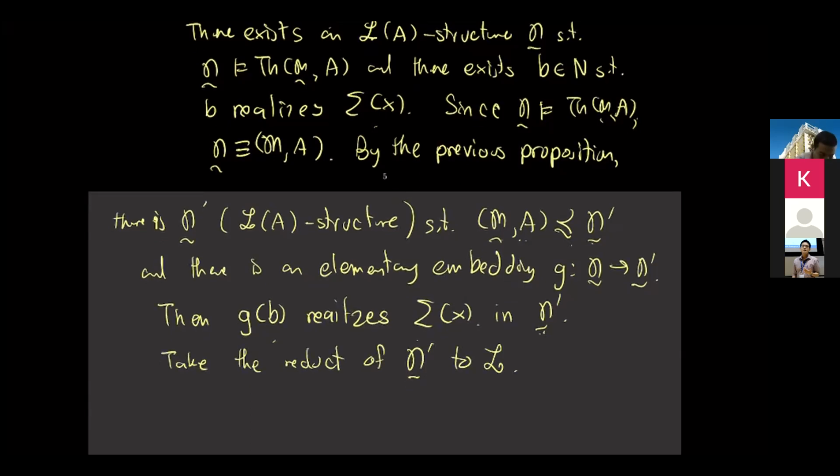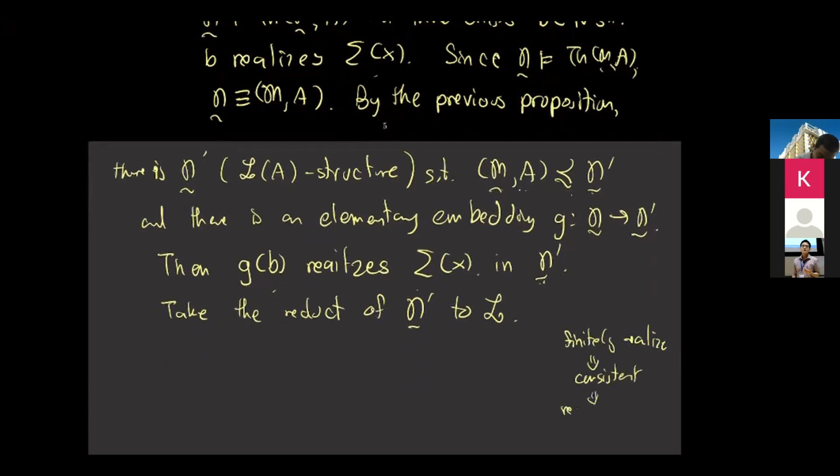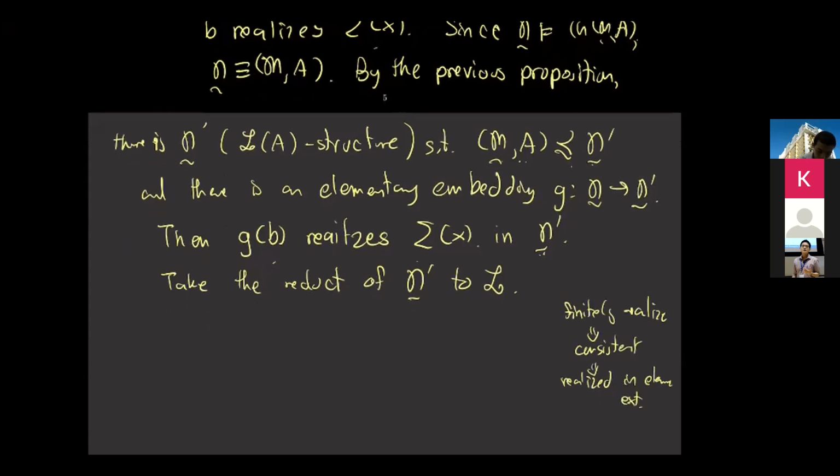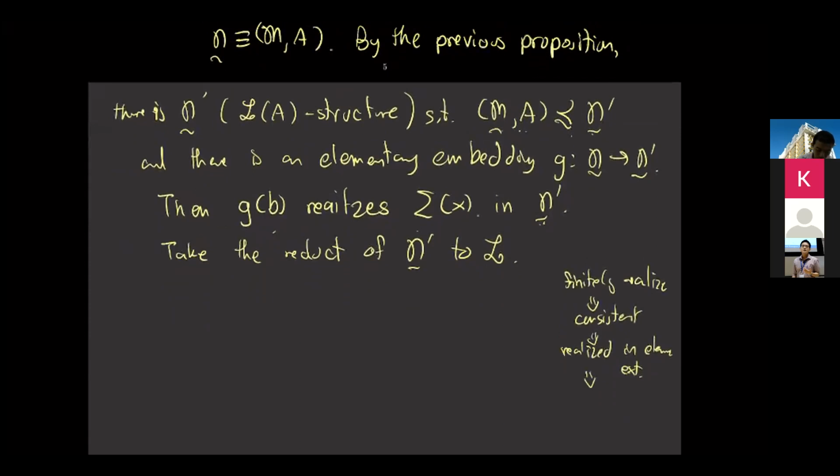Okay, so now we know that it is finitely realized. Realized implies consistent, implies realized in an elementary extension. That's what we have right now, and we can show that if it is realized in an elementary extension, then it is also consistent. That's immediate: 3 implies 4 is trivial.